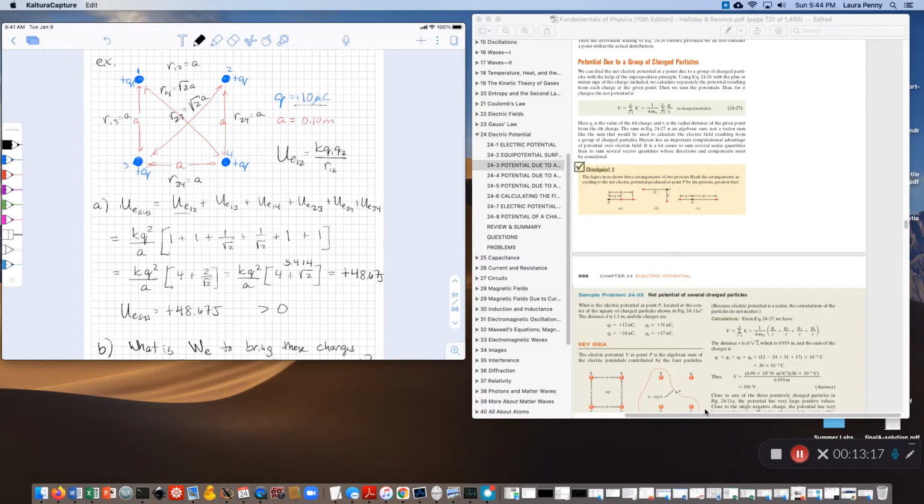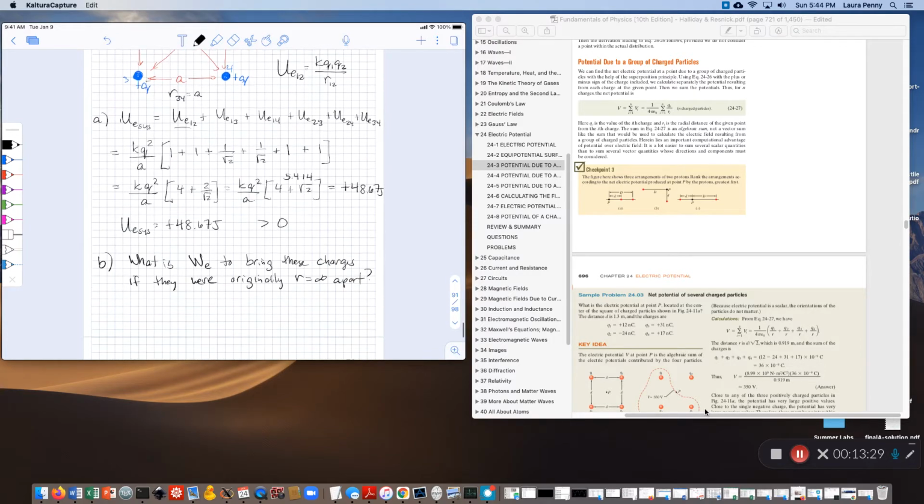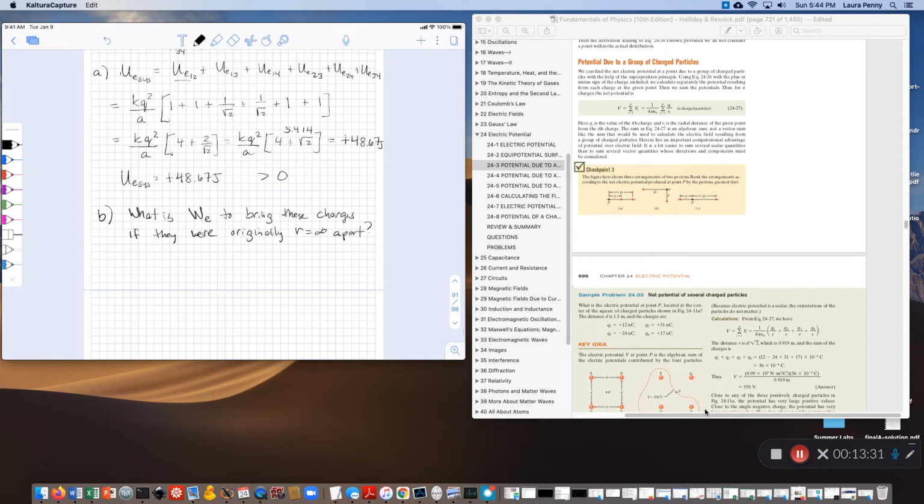And absolutely, if I try to put 4 positive charges near each other, they don't want to be near each other. As soon as I let them go, they'll fly away from one another. So they do have a positive potential energy. What is the work done by the electric field to bring these charges together?